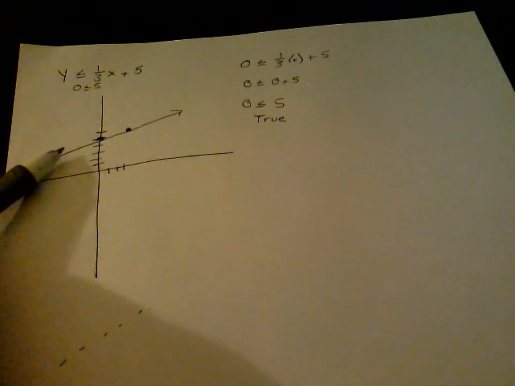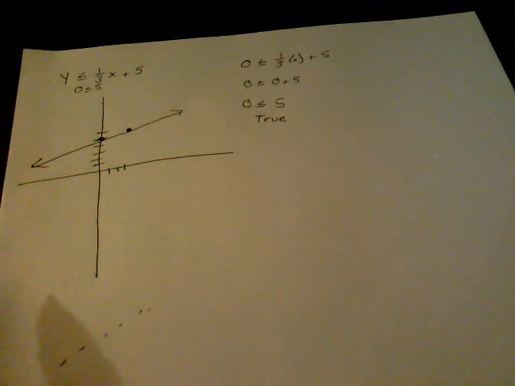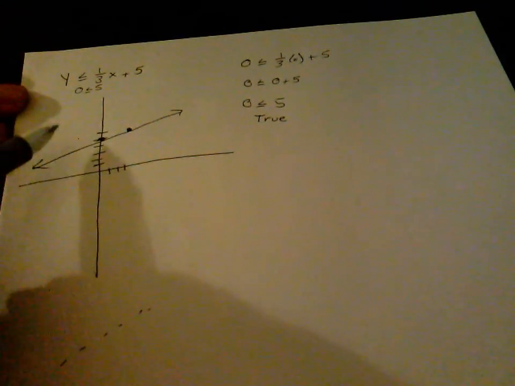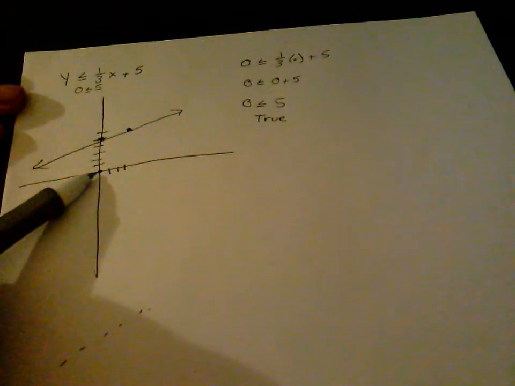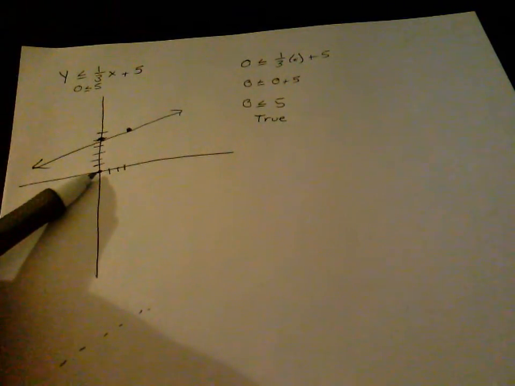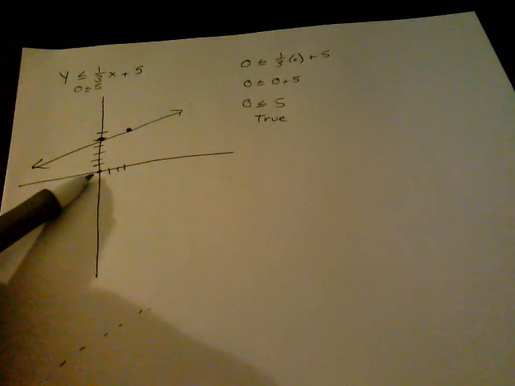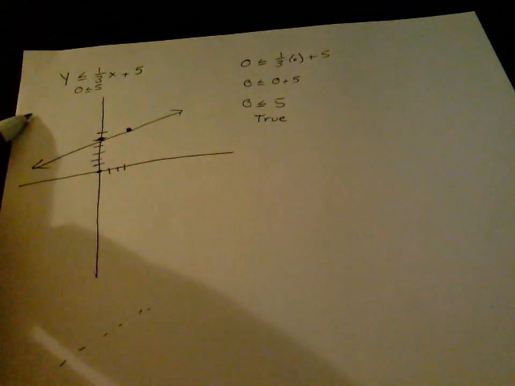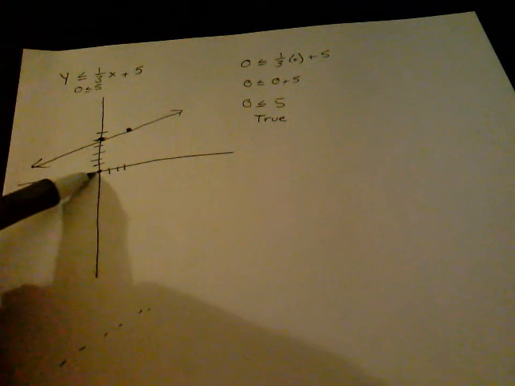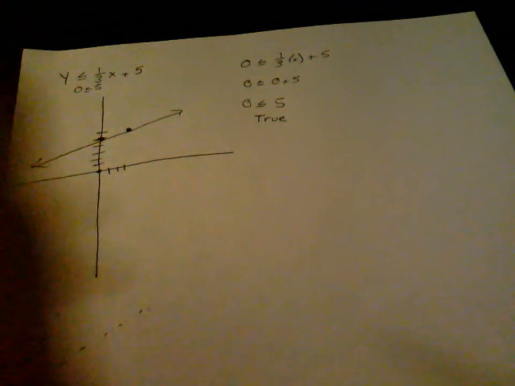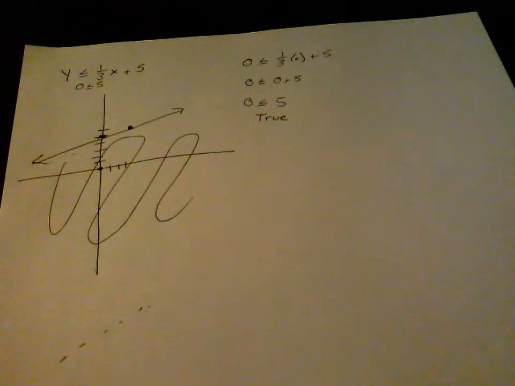Because if it's true, we have two halves. Okay? So we have top half, bottom half. Our test point is always here where the x and the y cross. So we have to think to ourselves, okay, if it's true, we're going to shade the half that has this on it. If it's false, we're going to shade the half that does not have it. So since this is true, we're going to shade on this half. If it was false, we'd shade on the other half.